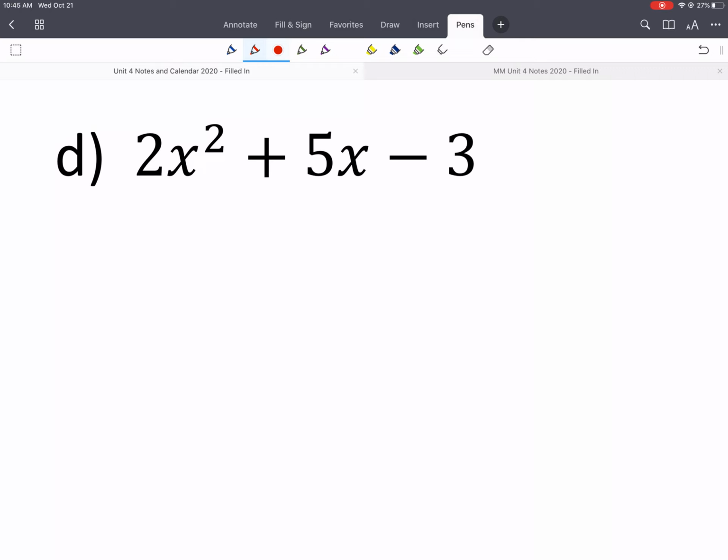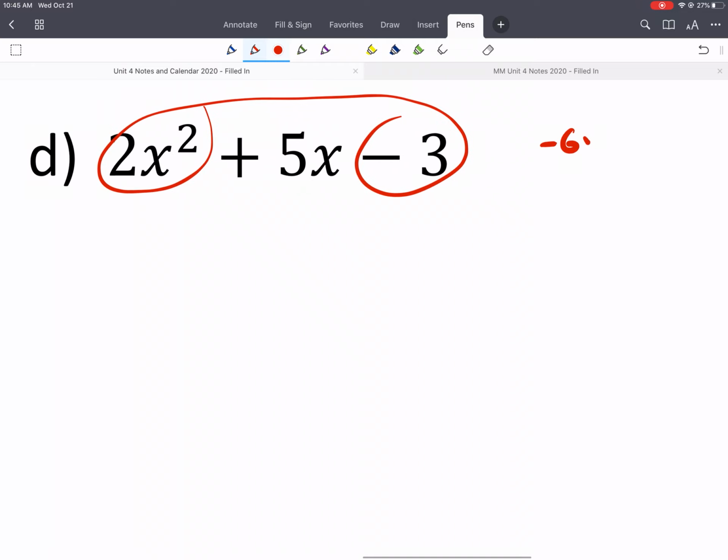Okay, no greatest common factor. It's already in standard form, so we'd need to do glasses. Negative 6x squared adds up to give us 5x. Something like 2 and 3? No, that wouldn't work, because one would need to be positive and one negative. So we would need something like 6x minus 1x. That works. That gives us 5x, and if we multiply, it gives us negative 6x squared.